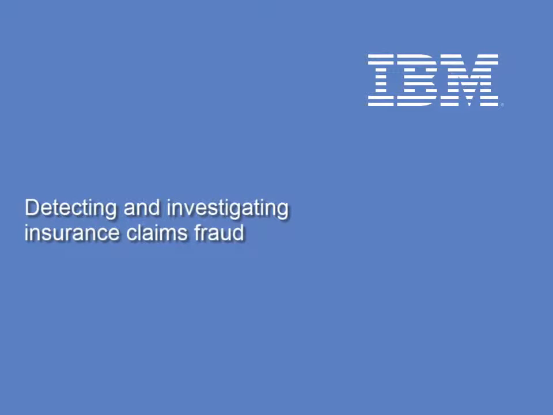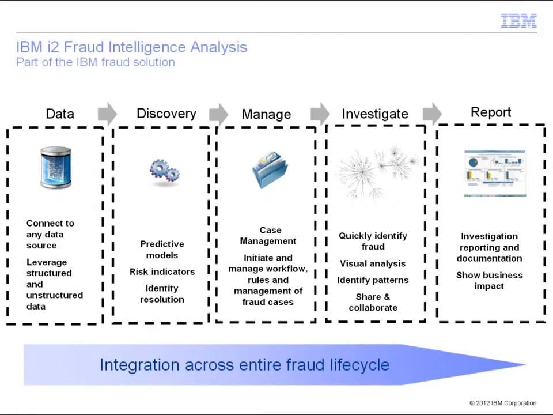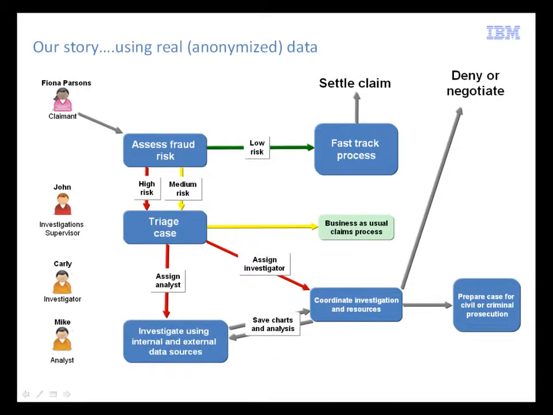IBM i2 fraud intelligence analysis is a key part of IBM's overall fraud, waste and abuse capability. This video takes a brief look at an integrated story for detecting, investigating and managing an insurance fraud ring. This diagram illustrates the workflow for our fraud investigation demonstration.